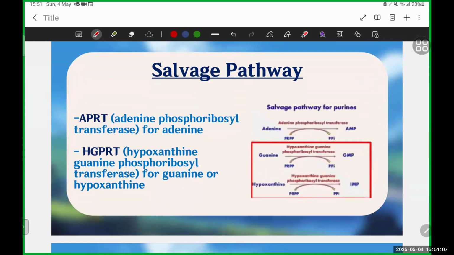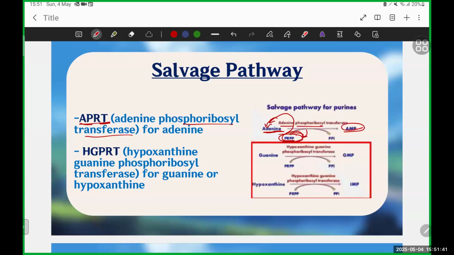For adenine, you have APRT, which is adenine phosphoribosyl transferase. I think that's pretty obvious from the name itself. You have adenine here, right? And then you have PRPP. You're transferring the phosphoribosyl to adenine. That's basically the meaning of the enzyme. So you don't really need to memorize the enzyme when you understand what it's doing. Then you have AMP, basically, because nucleotide, right?